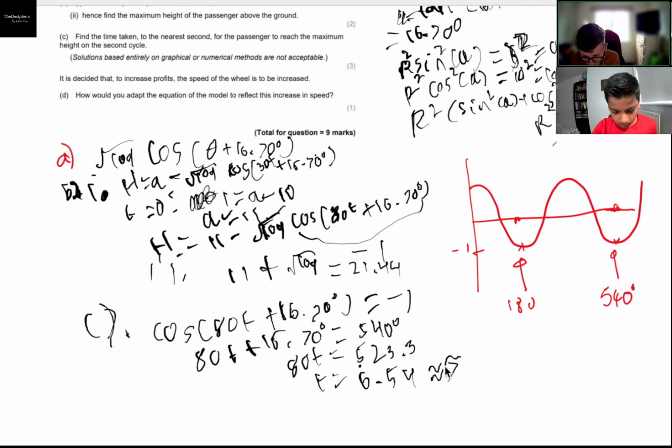Or better, we want to give our answers to the nearest second. Yeah, so it's 6.54 minutes, but we're going to give it to the nearest second. Because I don't think it's 6.54 seconds, that would be an incredibly quick Ferris wheel if you're only on it for 6 seconds.